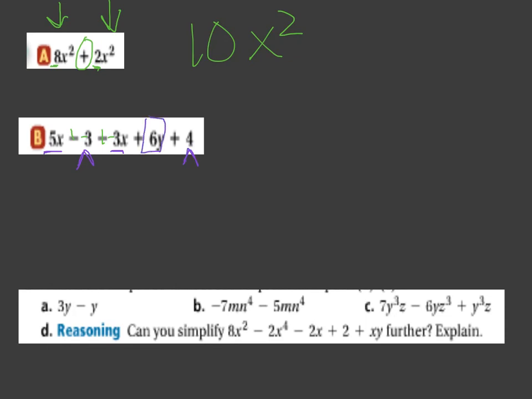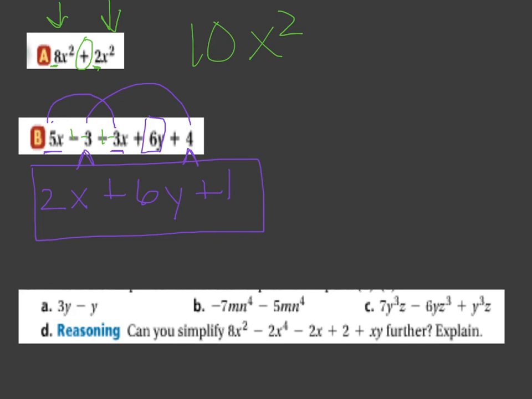So now when I combine my like terms, I have a 5 that goes with a -3 because I switched the subtraction to negative, so that would be a 2, and I have an x with there. I have a 6y, and then I combine my last two numbers, which is -3 and 4, which is +1. You typically will write your numbers or your constants at the end of your equation.